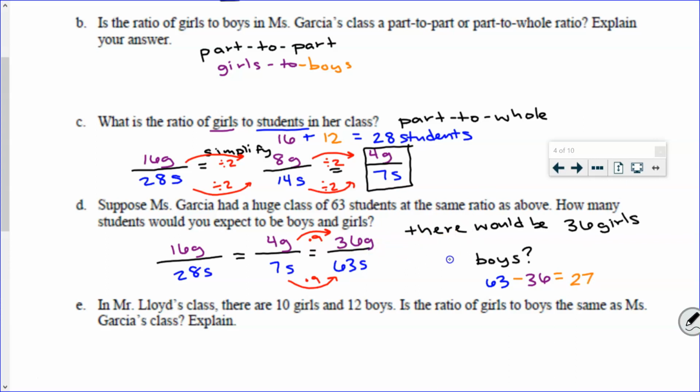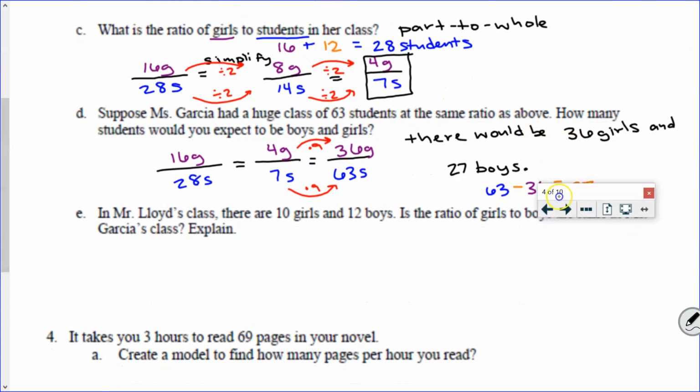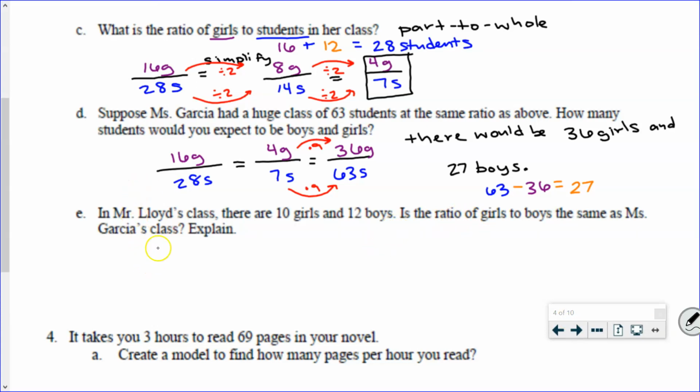So there would be 36 girls and 27 boys. And last problem, in Mr. Lloyd's class, there are 10 girls and 12 boys. Is this ratio of girls to boys the same as Miss Garcia's class? Gonna go back and start with that original. That original was, I already forgot, 16 to 12? Is that right? 16 girls, 12 boys.